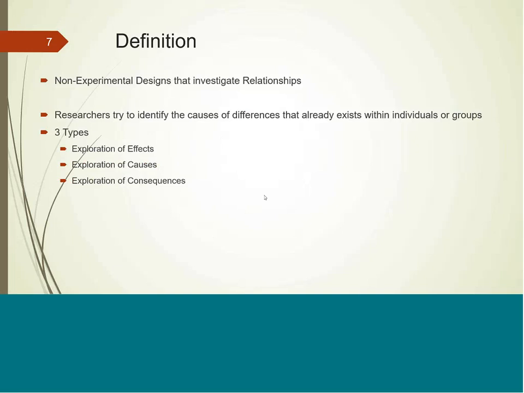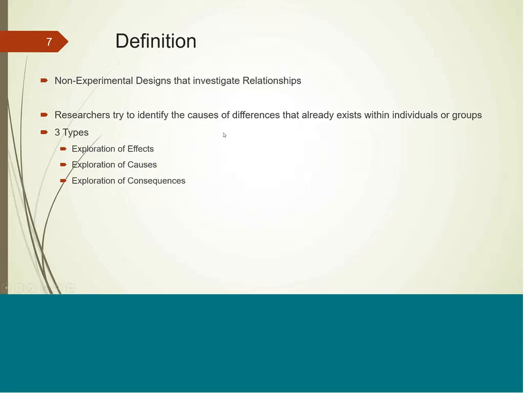Okay, just as a general overview, causal comparative research has non-experimental designs that investigate relationships. Researchers try to identify causes, although we're not looking at causes. They're looking at the differences that already exist within individuals or groups. These are suggested relationships because you do not have complete control over the independent variable. You cannot prove or say it is a cause.